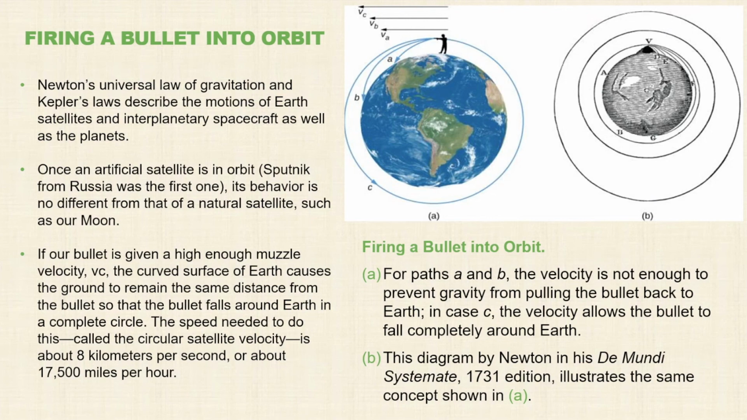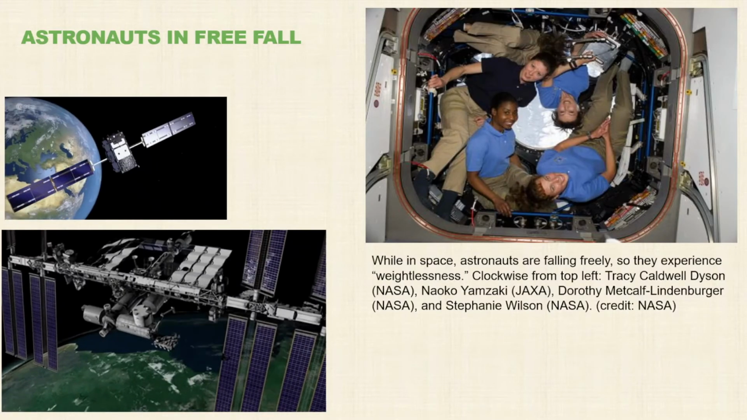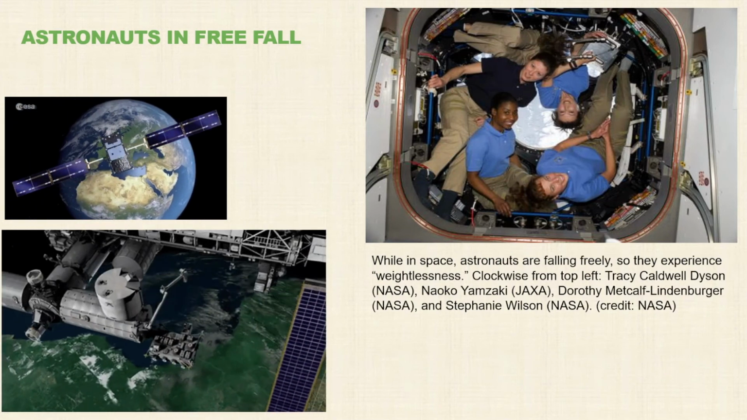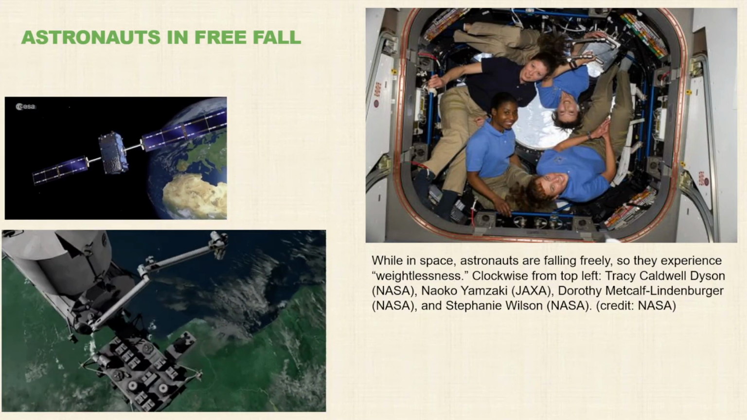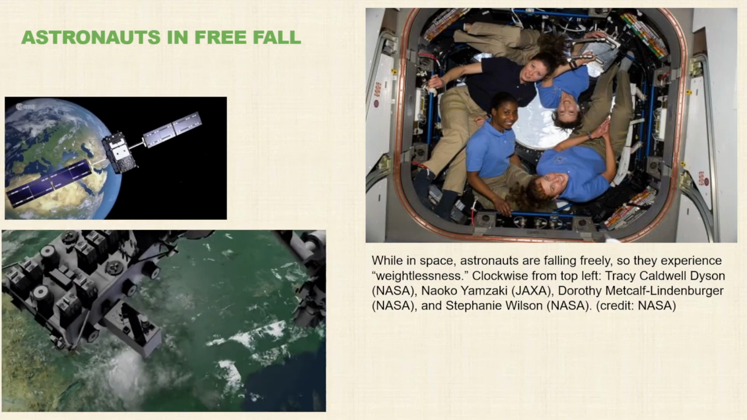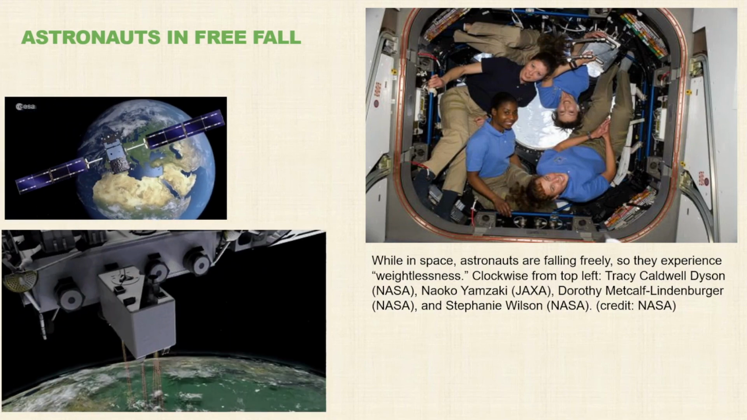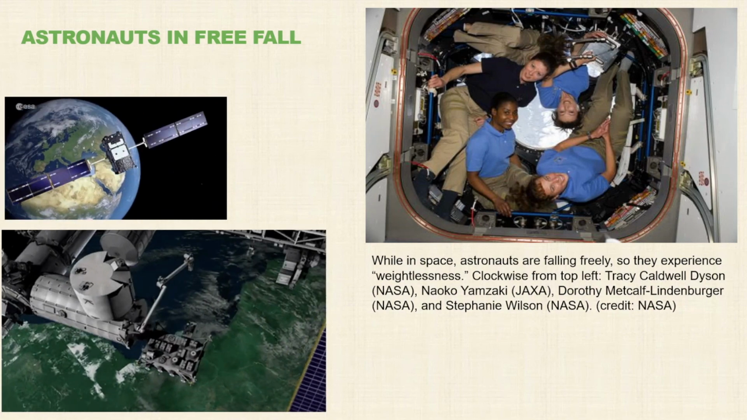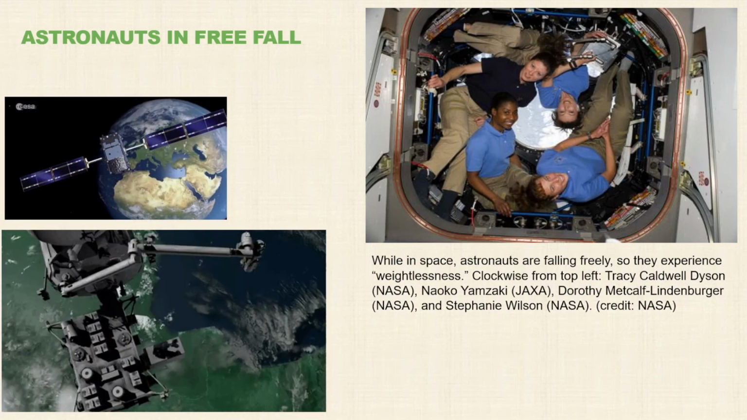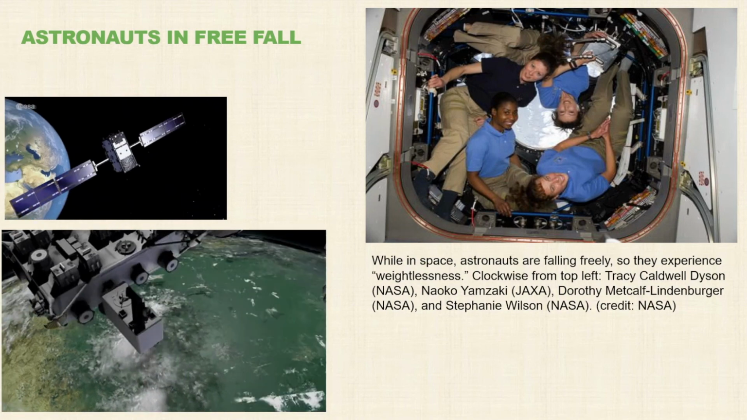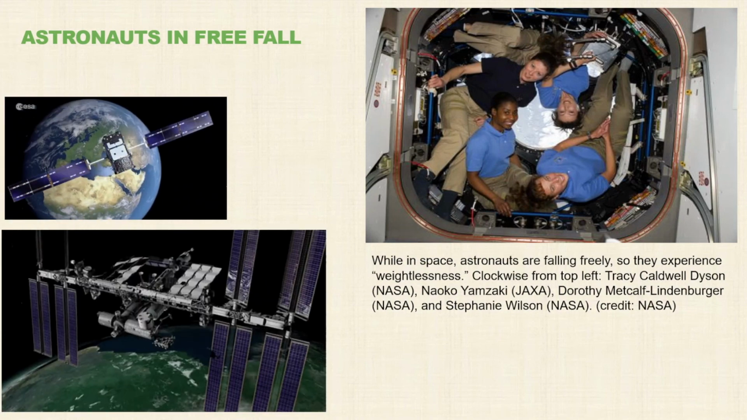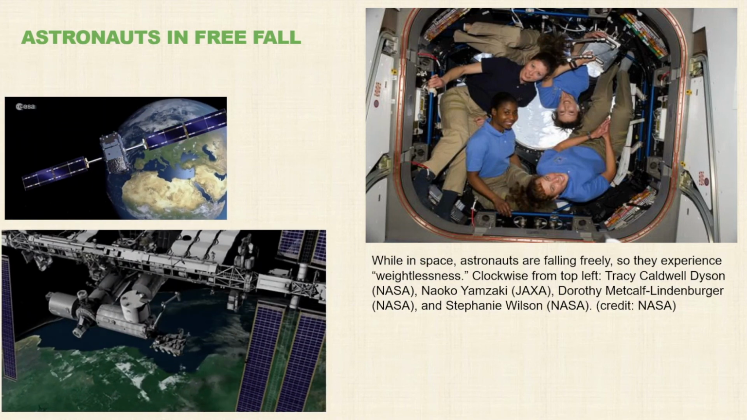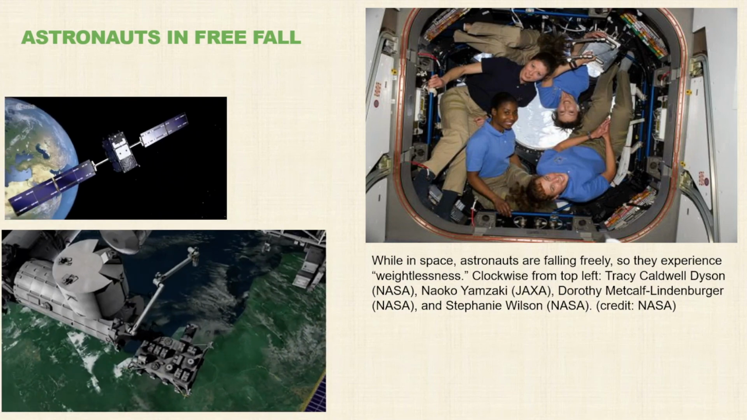Firing a bullet, a thought experiment from Newton, is now a reality. And so everything that's out there is trying to fall into Earth's surface, but it's balanced by their linear speed and the gravity. They constantly fall. What's the speed? A lot. 17,000 miles per hour. With that speed they are falling.